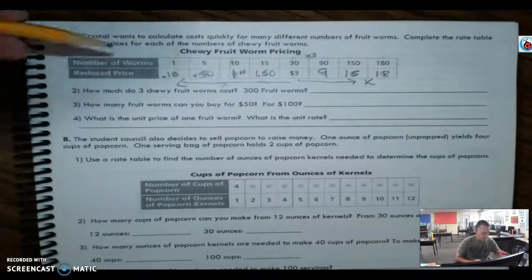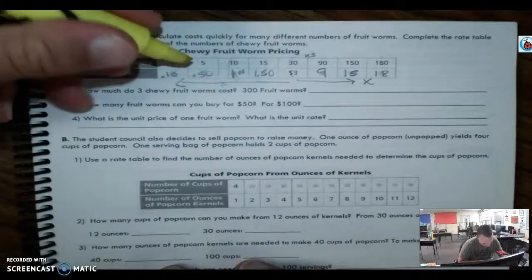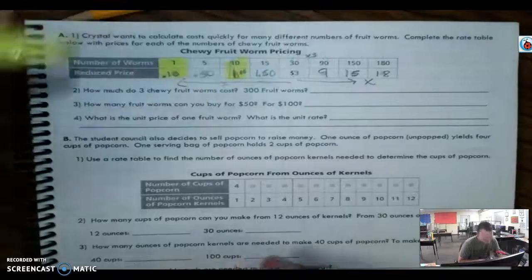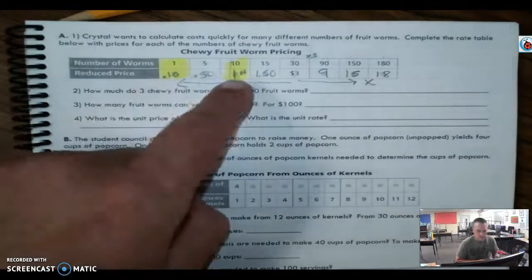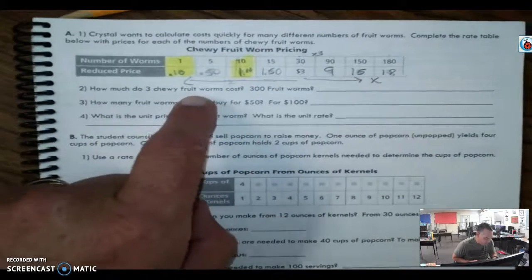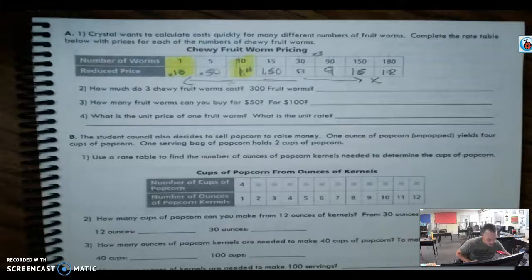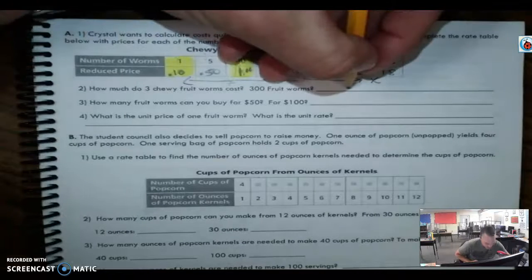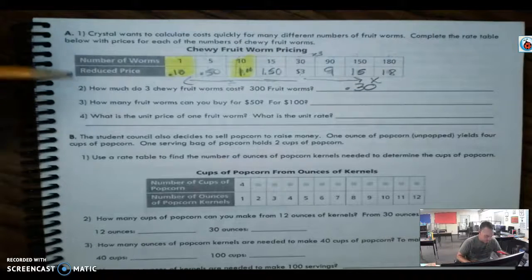So then I have some other questions. We have 2 unit rates on here. I'm going to highlight them for you. This is a unit rate right here. And this is a unit rate right here. This is a unit rate on the top. This is the unit rate for gummy worms, and this is the unit rate for price. How much do 3 fruit worms cost? So you're going to have to take this and multiply it by 3. So 1 times 3 is 3, and 10 cents times 3 is going to be 30 cents. Go ahead and try that for these next 4 here.